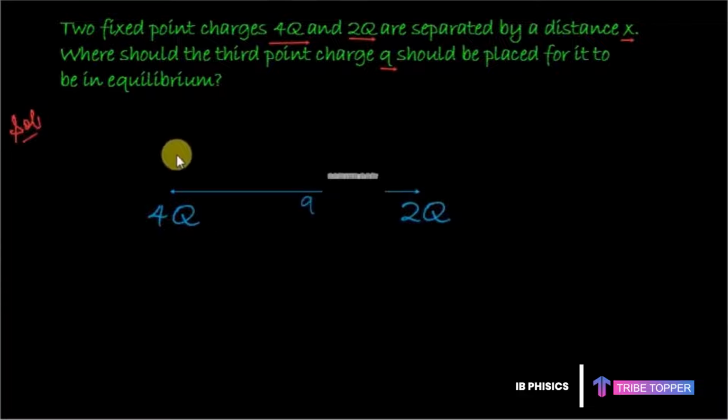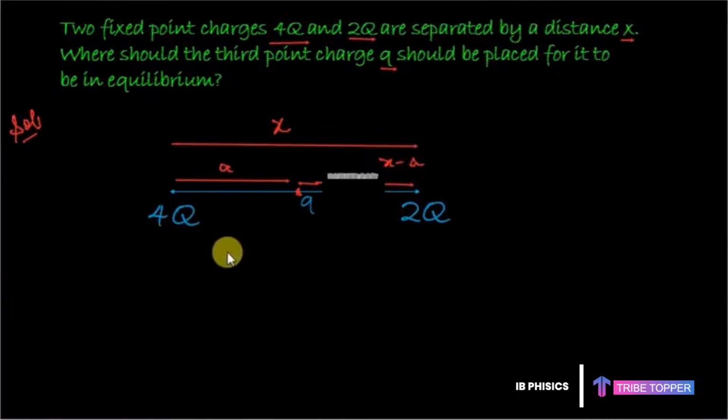So here's the diagram which represents the two charges 4q and 2q, and they are separated by a distance x, as stated in the question. So this distance is x, and let us assume, they say where should the third point charge q be placed. So let's assume that we place the third charge at this point q, where it is at a distance of a from this charge 4q, that's a, and therefore the distance would be x minus a from the other charge, right? So it's x here and this would be x minus a.